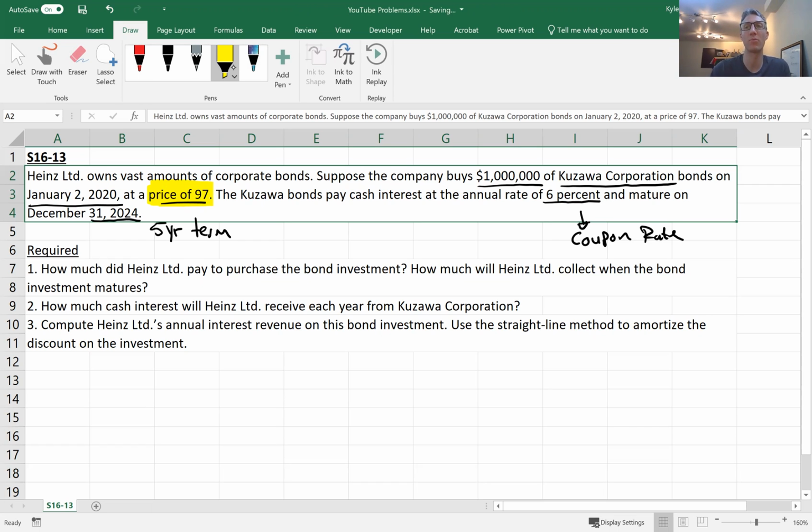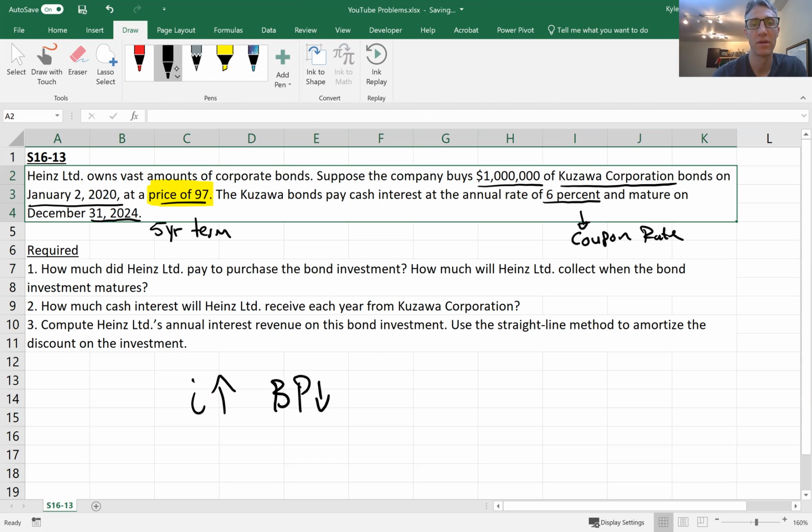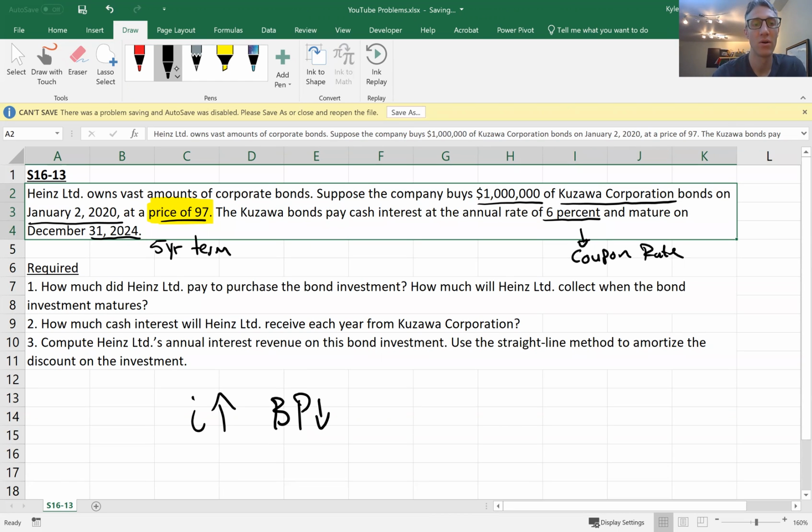Now let's remember why bonds get purchased at either a premium or a discount. It's because bond prices are dictated by the market interest rate. So when interest rates go up, bond prices go down. There's an inverse relationship between bond price and interest rates. Alternatively, if interest rates go down, bond prices go up, right?